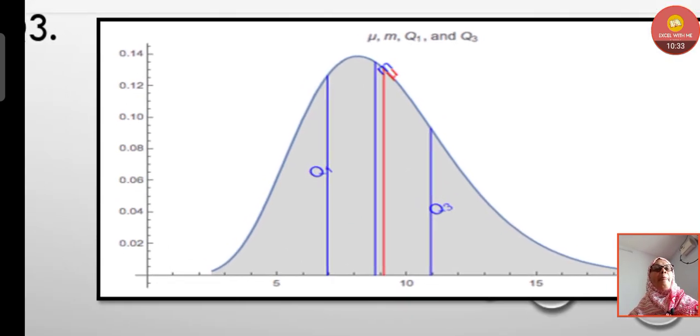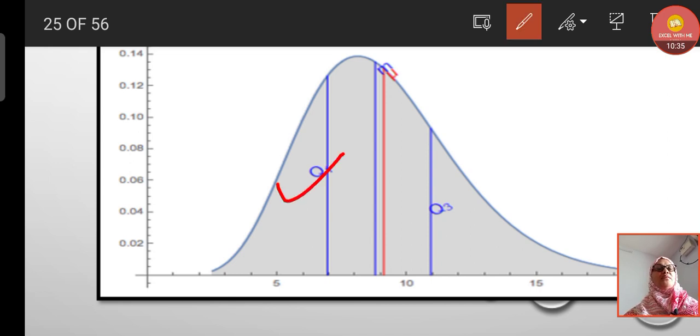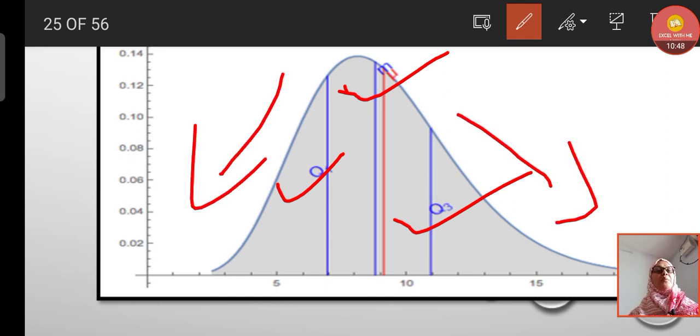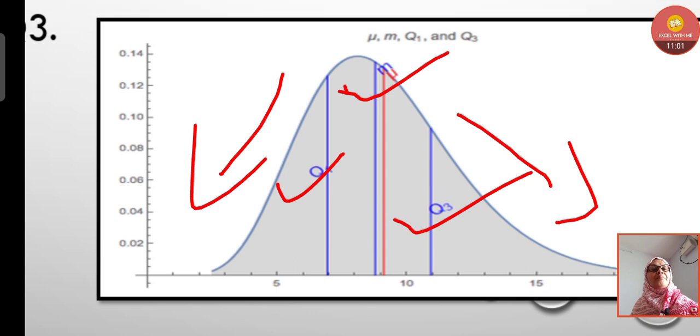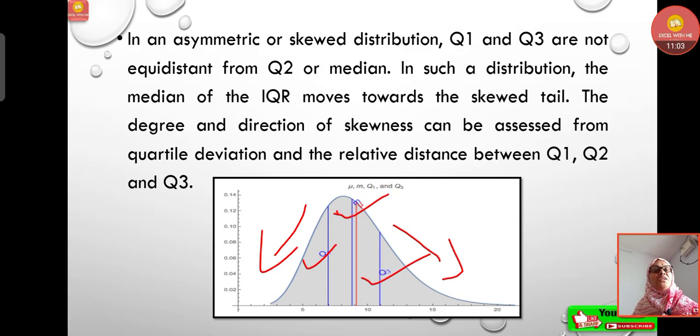Here Q1, Q2, Q3. This is the median. They are skewed this side and this side, extremities here. Highest and lowest skew towards right or left. So from the median, both Q1 and Q3 will be differing. So you understand the quartile deviation over here.